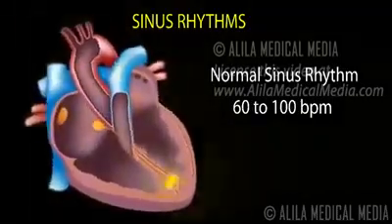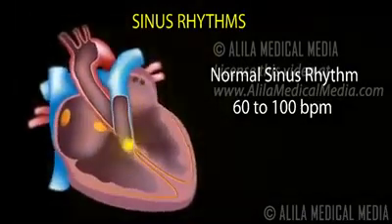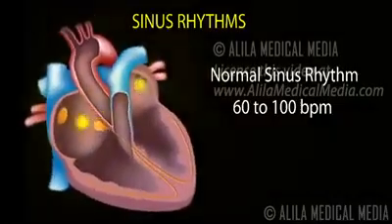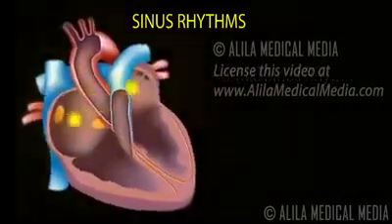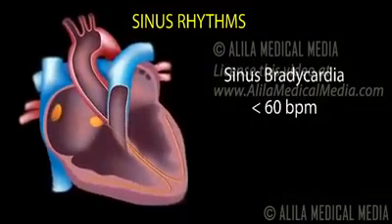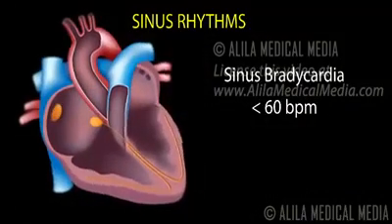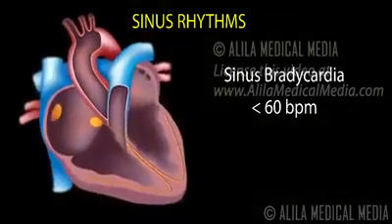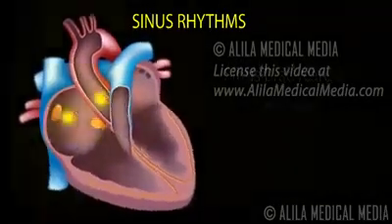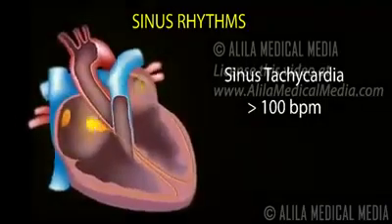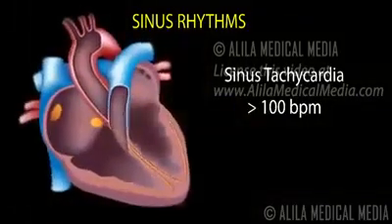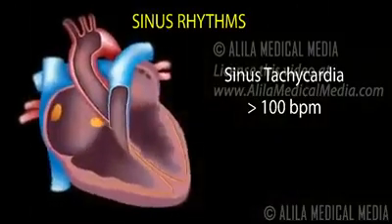In a healthy heart, the SA node fires 60 to 100 times per minute, resulting in the normal heart rate of 60 to 100 beats per minute. The most common variations of sinus rhythm include sinus bradycardia, when the SA node fires less than 60 times per minute, resulting in a slower heart rate of less than 60 beats per minute, and sinus tachycardia, when the SA node fires more than 100 times per minute, generating a faster heart rate of greater than 100 beats per minute.